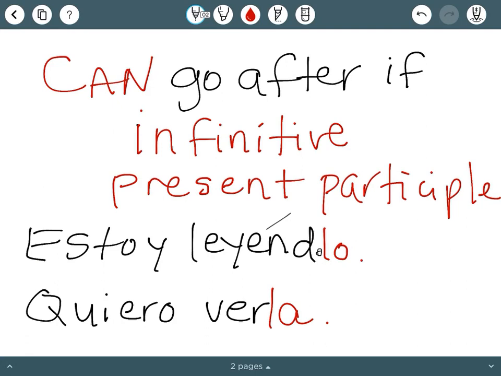If you want to be fancy, you can attach them to the end of an infinitive or the end of a present participle. For instance, estoy leyéndolo, and you have to add an accent. If you add it to the end, quiero verla, you're putting it at the end of this infinitive. And you remember, you would never separate these verb phrases. They would either go way to the right or way to the left.